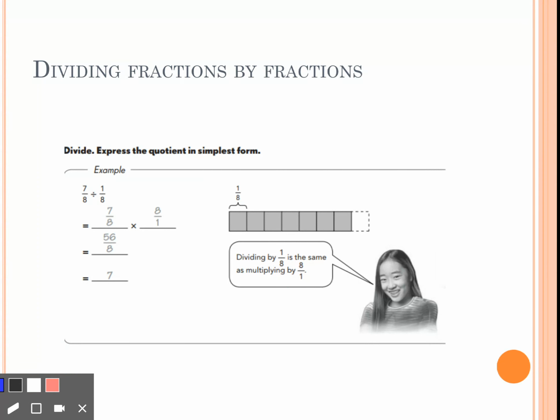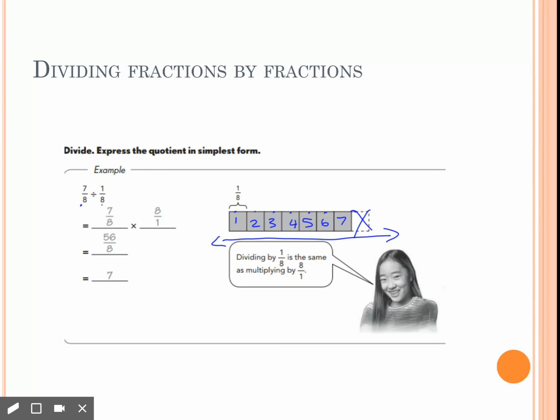So when they drew the picture, they drew a whole and counted 1, 2, 3, 4, 5, 6, 7 out of the 8. This one doesn't count anymore. And then how many 1/8 are in the 7/8? 1, 2, 3, 4, 5, 6, 7. Your answer is 7. Or we just do the mathematical way.